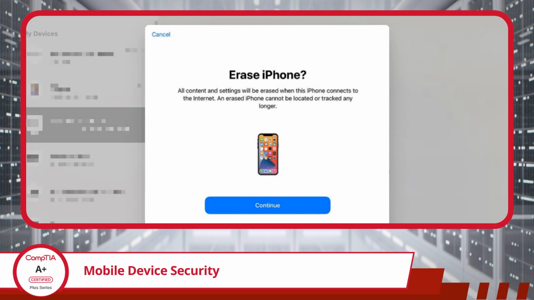But if recovery is not possible, remote wipe capabilities become extremely important. Remote wipe allows authorized users or administrators to erase the contents of a lost or stolen device remotely. This helps prevent sensitive data from falling into the wrong hands. In corporate environments, remote wipe features are especially important because mobile devices may contain company emails, files, authentication tokens, and other confidential information.